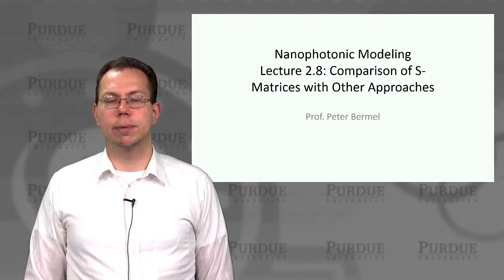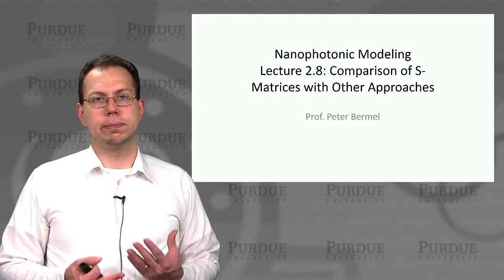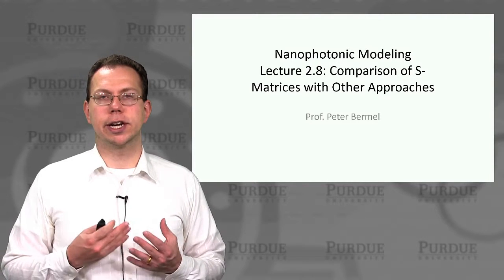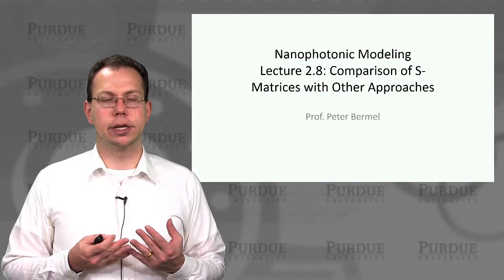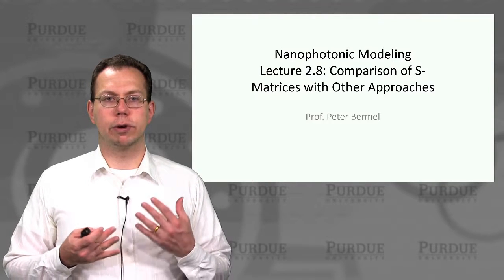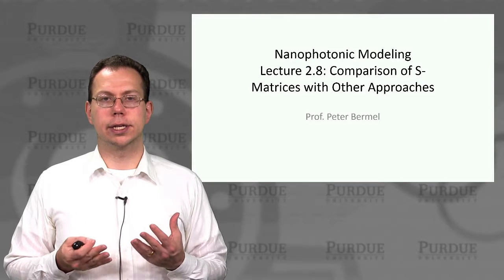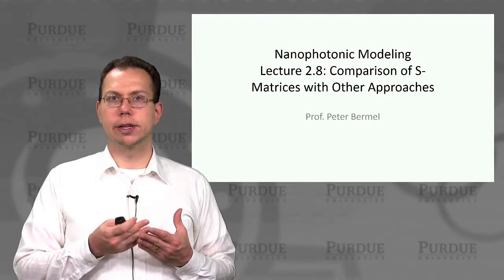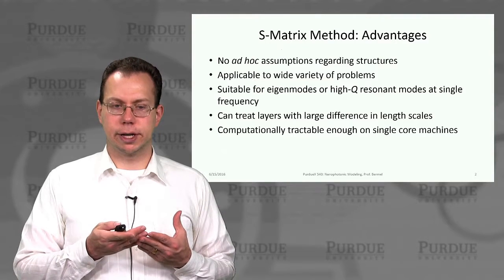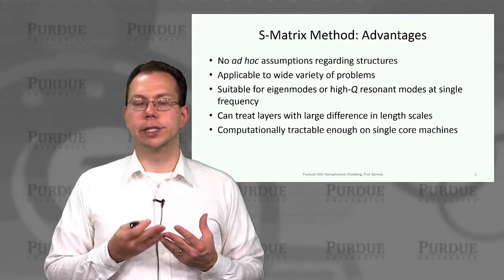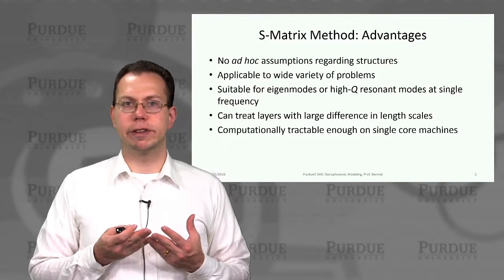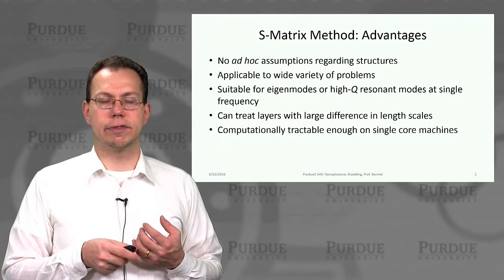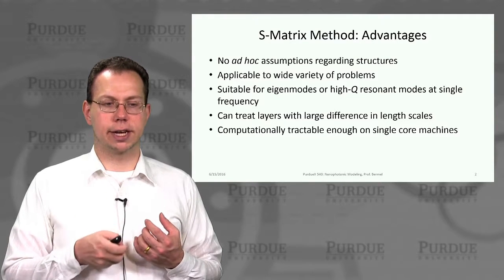So in the last couple of lectures, we developed the detailed formulation for S matrices. We're now going to take a step back and try to understand, before we go into detailed numerical modeling, just how the S matrix compares to other types of numerical modeling in general. There are certainly a number of advantages, and I'll go over those first, but then there are also some disadvantages or challenges that we'll cover next.